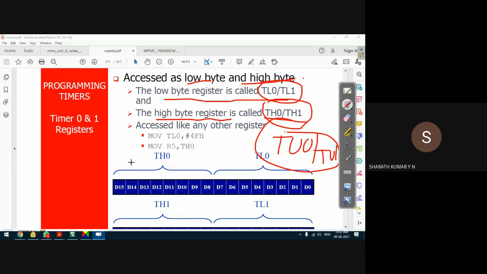Okay. This is the programming part which will come later, guys. I mean, we'll understand later. What the author is trying to explain here is that these TL0, TH0, TL1, TH1 are identified as registers. If you go to the special function register, I'll show you that.